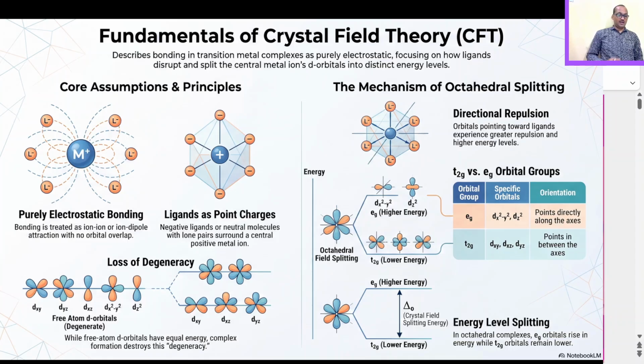So in summary, the interaction between the ligand and metal ion is purely electrostatic bonding, no covalent bonding, and the ligands are treated as point charges. Initially in the free atom, the metal d orbitals are degenerate, they have the same energy. When the ligands approach the metal ion for bonding, the degeneracy of the d orbitals is lost, and they split into 2 sets, the T2g set, which is lower in energy, and the Eg set, higher in energy. And the difference between the T2g and Eg is called the crystal field splitting energy, CFSE.